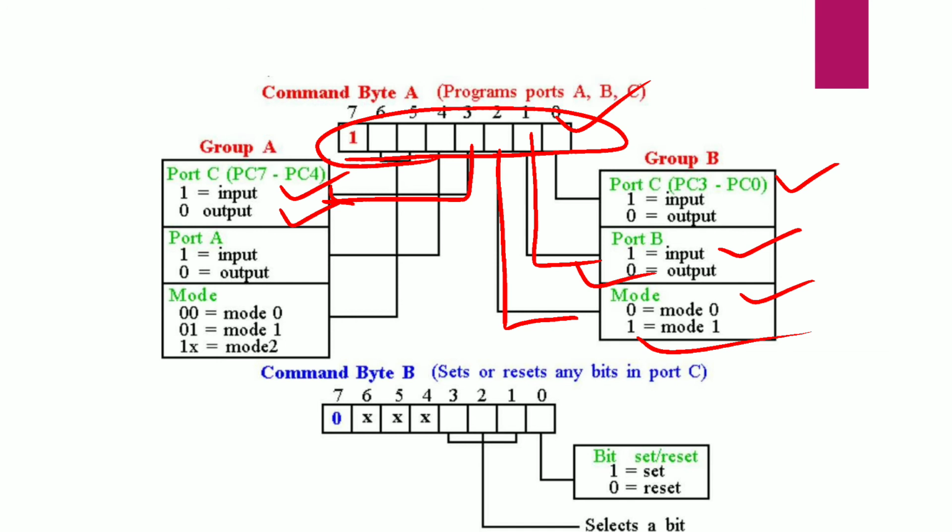Next, D4. This is for port A. If it is set to 1 then it acts as an input port, if it is 0 then it acts as an output port. And bits D5 and D6 are the mode selection for port A: 0 0 then mode 0, 0 1 then mode 1, 1 0 then mode 2 operation. And the last bit is for the mode set flag. It is set to 1 when port A, port B, port C are defined as input or output ports.